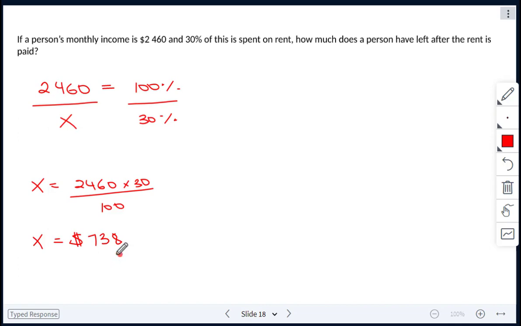What's left? So subtract it from the total amount. So 2,460 subtract $738 and you're left with $1,722. Okay, so that is the amount that's left for all other bills and expenditures.